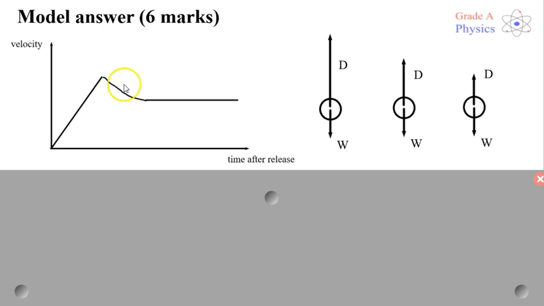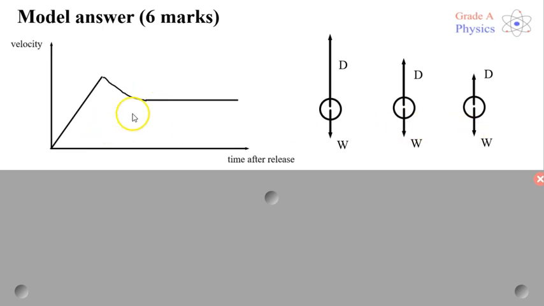As the ball slows down, then the drag reduces. So maybe kind of round about here, we've got a reduced drag. It's still bigger than the weight though. So we still have a resultant force acting upwards, therefore deceleration. We still have a deceleration, but it's a lower deceleration than before.